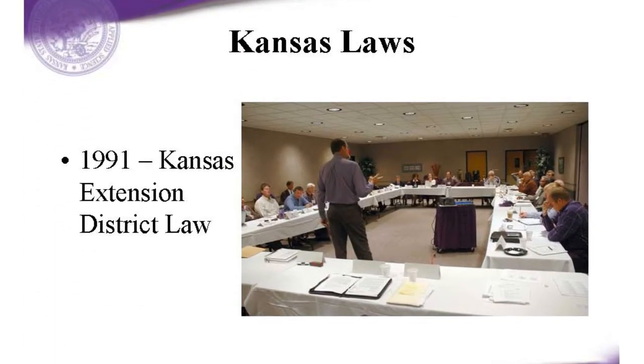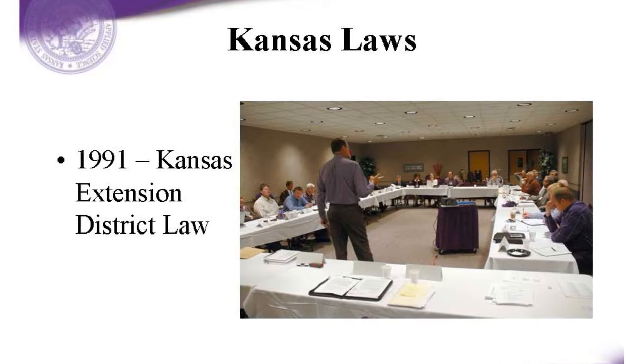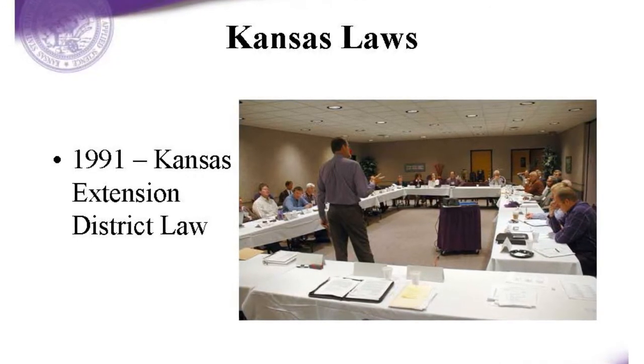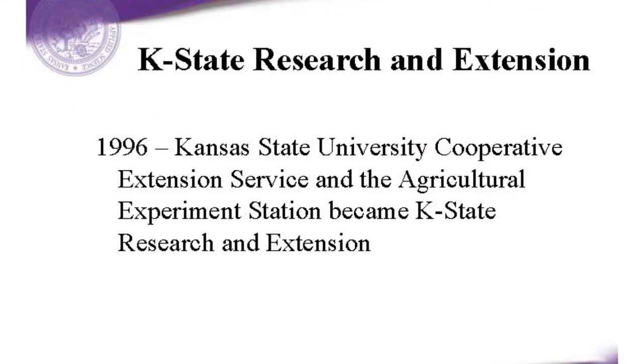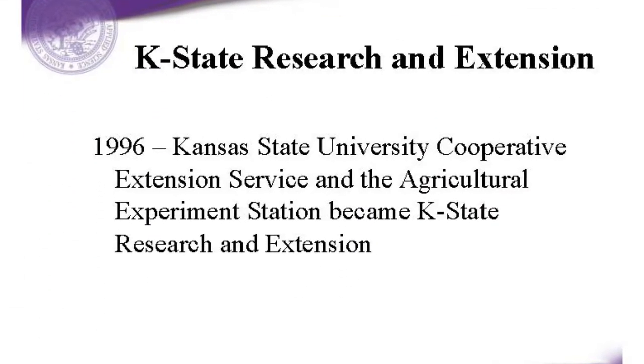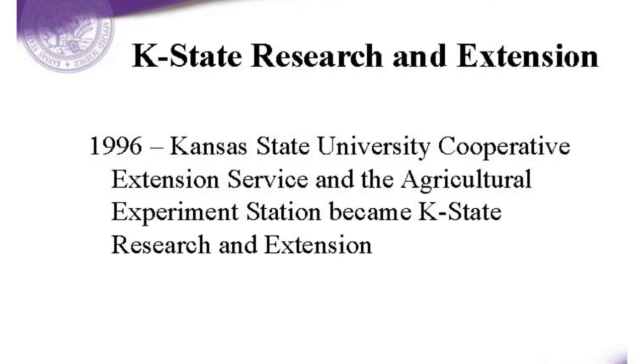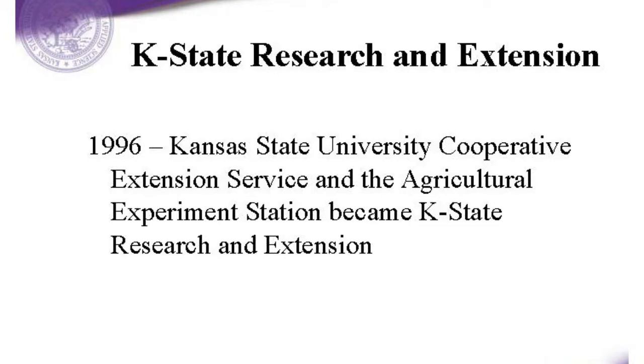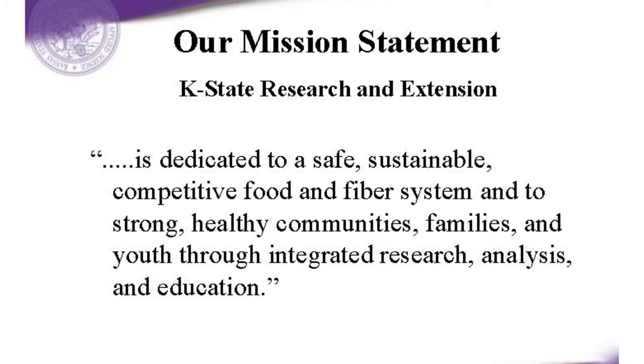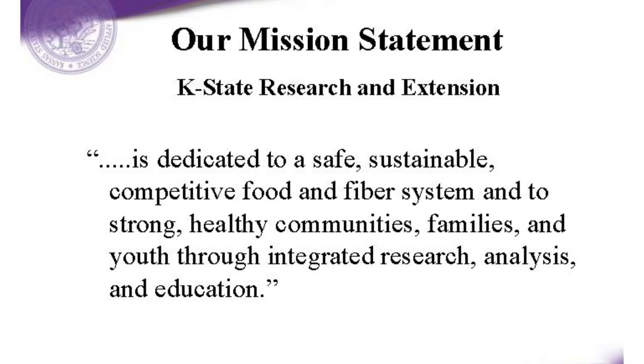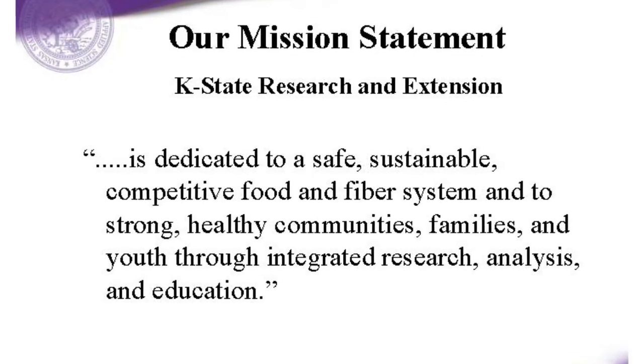The Kansas Extension District Law, enacted in 1991, created a mechanism by which two or more county boards could establish an extension district. Districts allow for added efficiency in the use of taxpayer dollars and effectiveness in delivering educational programming. In 1996, the Kansas Agricultural Experiment Station and the Kansas Cooperative Extension Service aligned to form K-State Research and Extension. The organization now includes all the county and district offices, research centers, and experiment fields supported by county, state, federal, and private funds. K-State Research and Extension is dedicated to a safe, sustainable, competitive food and fiber system and to strong, healthy communities, families, and youth through integrated research, analysis, and education.